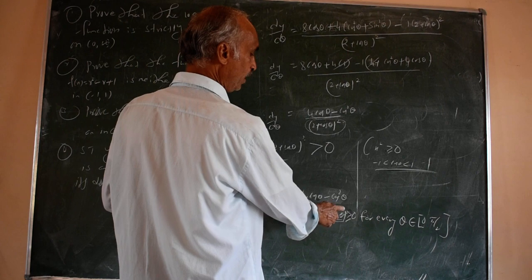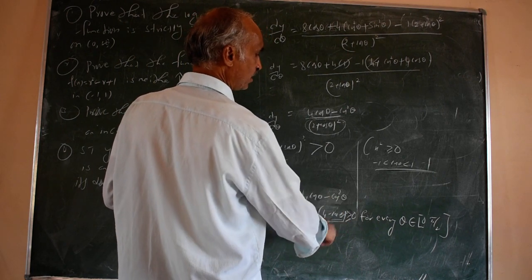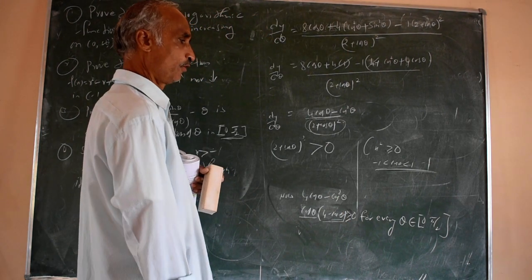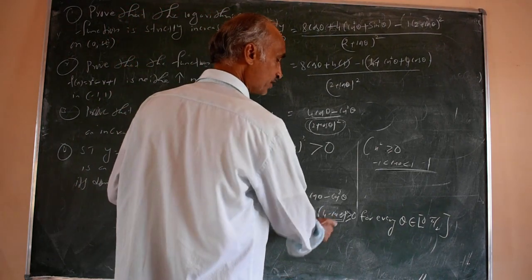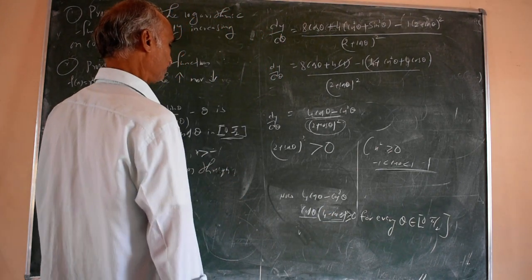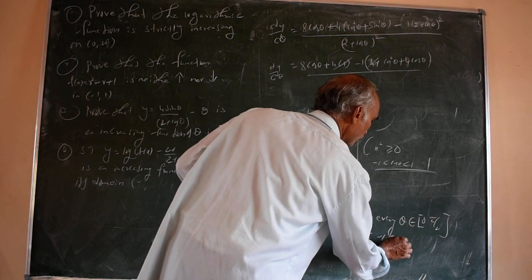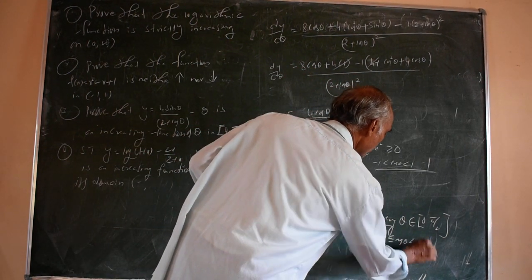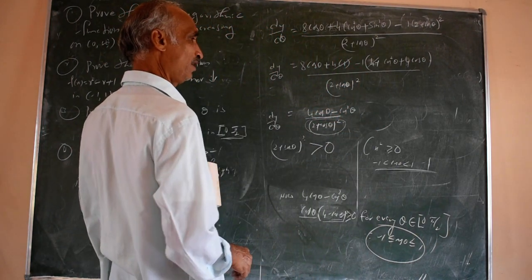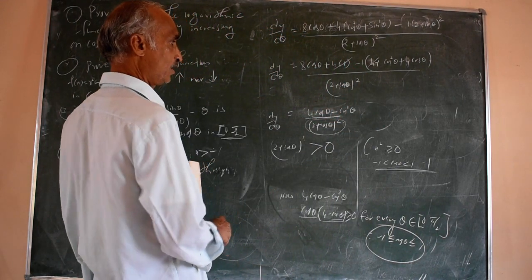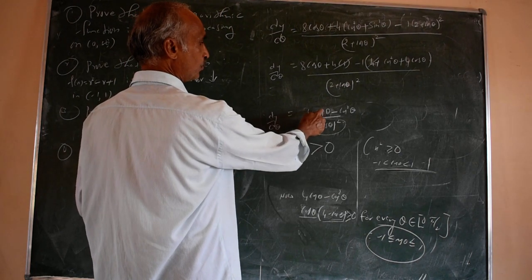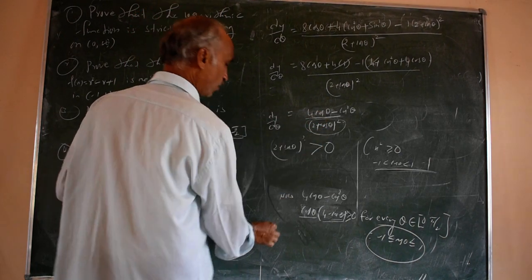In 0 to pi by 2, there is no chance of it being negative. Cos theta is always positive in 0 to pi by 2. Even 0 is possible. Right? So that's why, because -1 is less than or equals to cos theta, which is less than or equals to 1. So these are the two explanations. Therefore, it may be greater than or equals to 0.